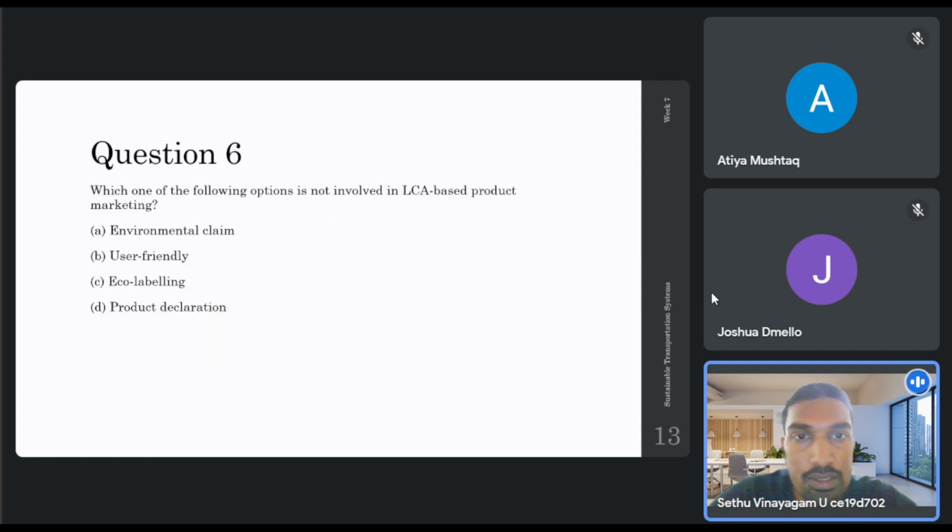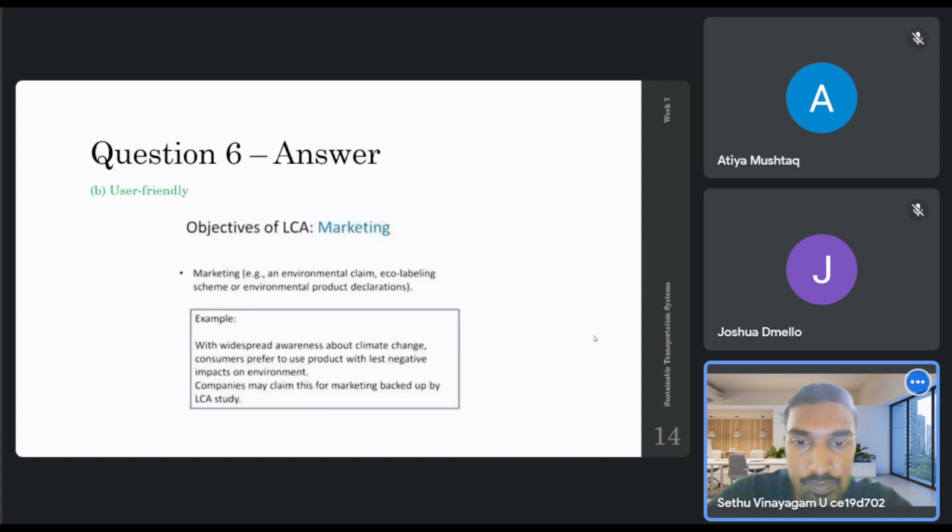User friendly is not coming from the environmental impact. It's more to do with how the product is designed and so on. That determines the user friendliness, how easy it is for people to use that product. So that's not coming out of LCA, right? It's only to do with the environmental impact. Therefore, user friendliness is not an objective, especially for marketing purposes. Therefore, the right option is B.